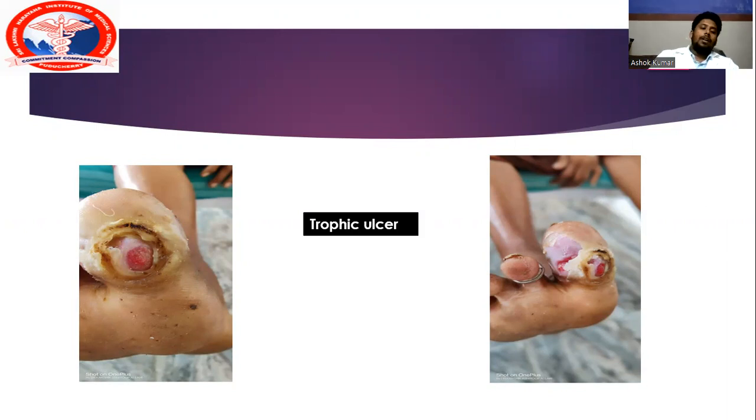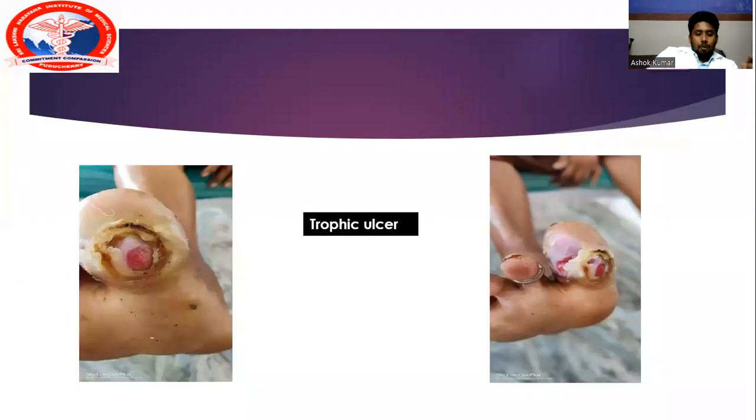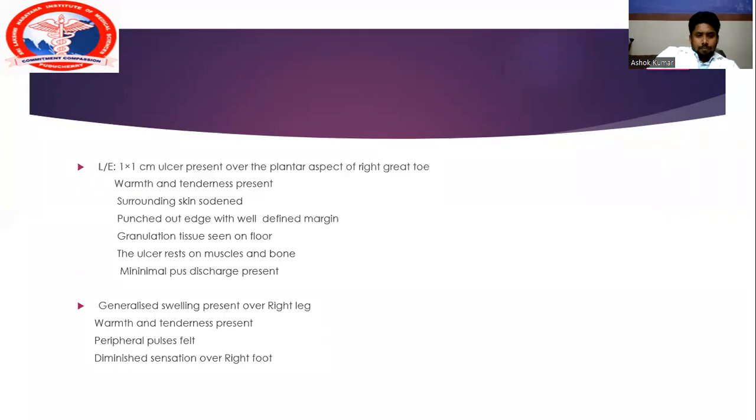So she also had some mild pus discharge from this wound. And the main thing she presented with, she had pain and swelling over the lower one third of the leg. So she presented with moderate cellulitis. The warmth and tenderness present, surrounding skin was edematous, and punched out edge, and the margins are well defined. If the ulcer is not in the healing phase, there will be ill-defined margin. And the floor is nicely covered with granulation tissue, and the ulcer rests over the muscles and bones, and minimal pus discharge was present.